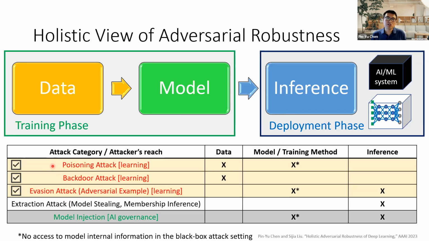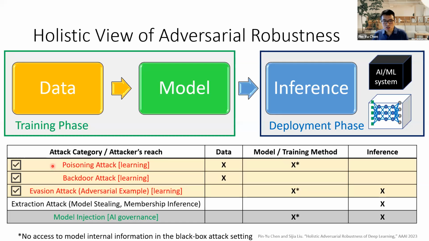add some data points to your training data such that the model will fail to generalize at test time. There are also backdoor attacks, where the attacker injects some triggers into the training data and tries to manipulate the output of the machine learning model after it is trained on this poisoned data. And I will make an example in a later slide.